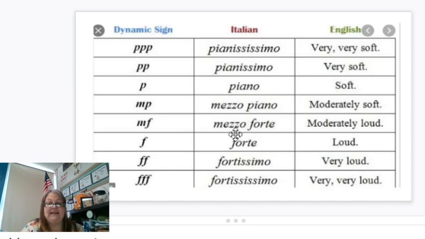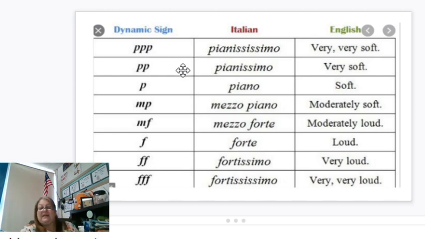You might see these abbreviations in music, P's and F's. P is short for the Italian word piano. You might think of the instrument, but piano actually means soft. And the F stands for fortissimo or forte, which means loud. So 3 P's would be pianissimo, which would be very, very, very soft. Like almost can't hear it soft.